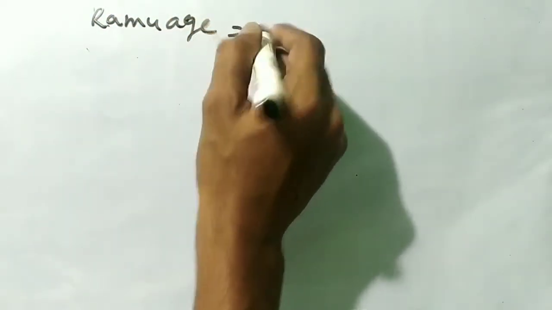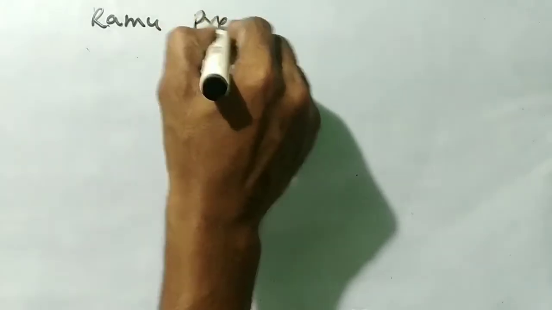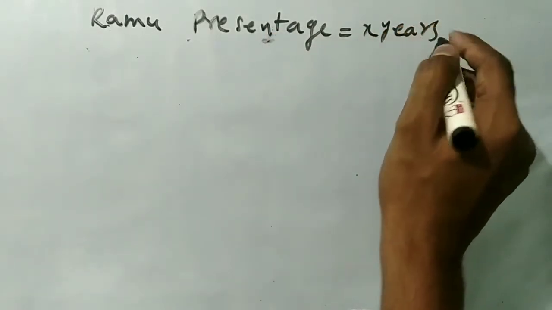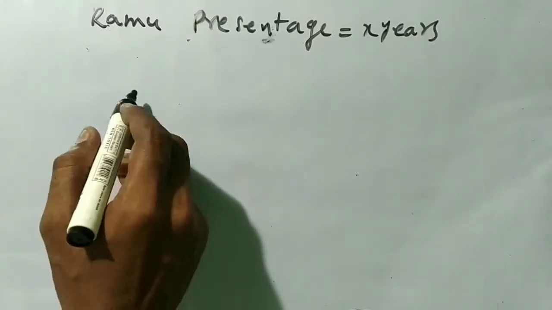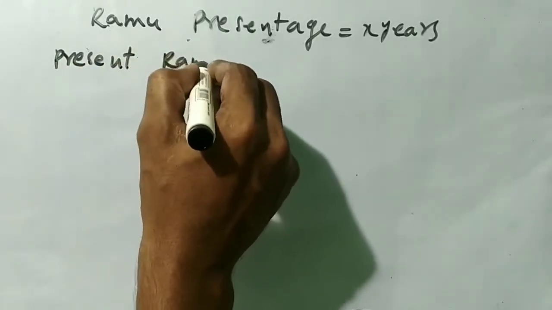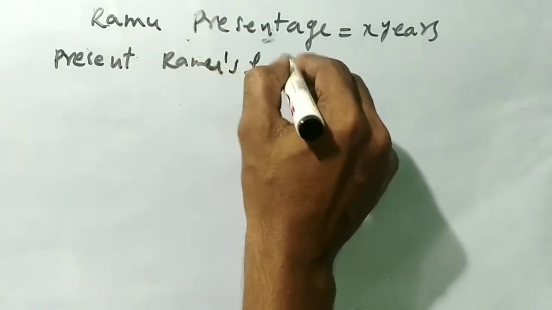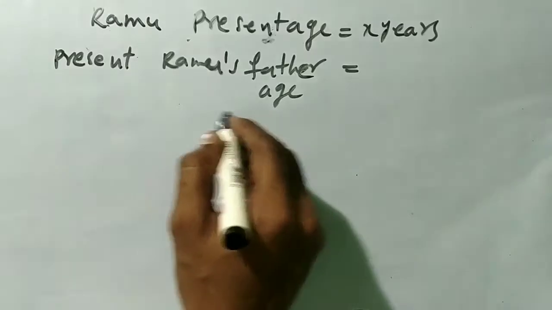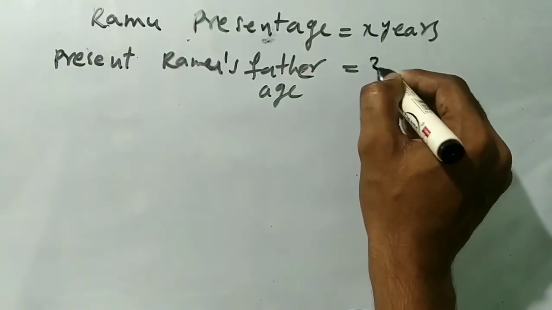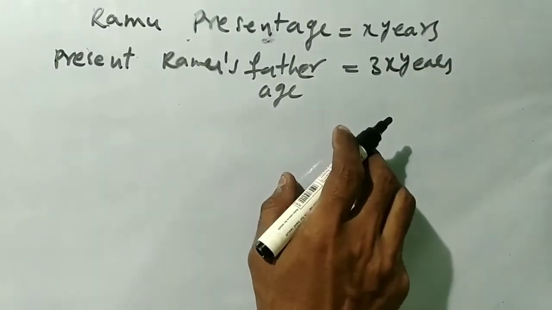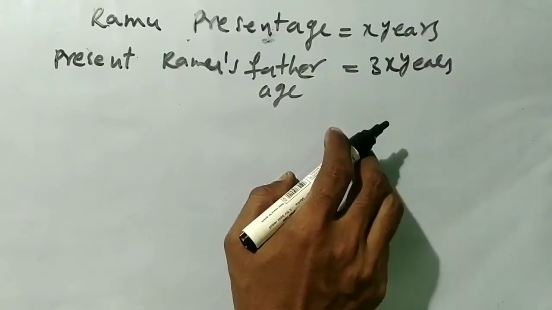Ramu's age, that is the present age here. Let's just assume the present age is x years, because we don't know. And the present age of Ramu's father is 3 times that of Ramu, because in the question they have given that the present age of Ramu's father is 3 times that of Ramu.